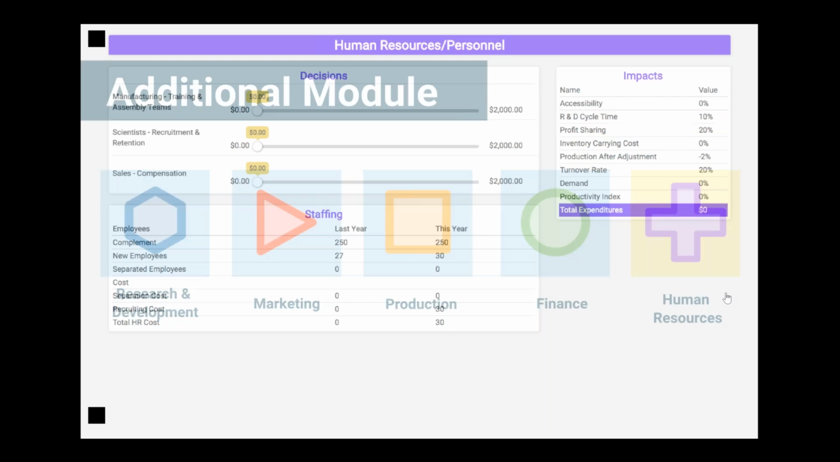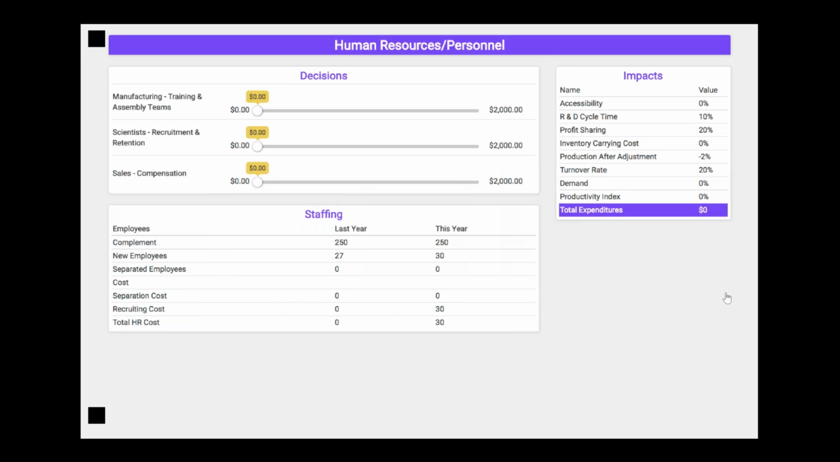And as you see here, there are three key decisions on the screen. First, we have the training and assembly teams for your manufacturing or production people. Second, there's a decision to recruit and retain scientists that work on designing and developing your products in R&D. And finally, we have the compensation package of the sales team. Now, each of these decisions will impact the simulation in some form that we can see on the right side under this impacts area.